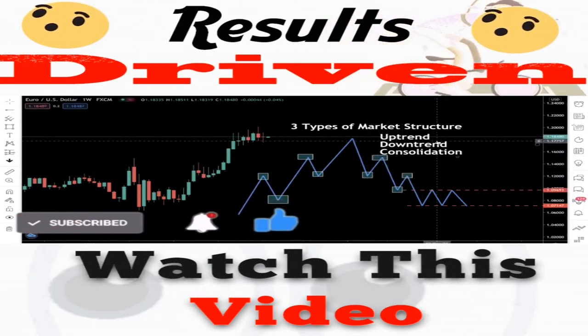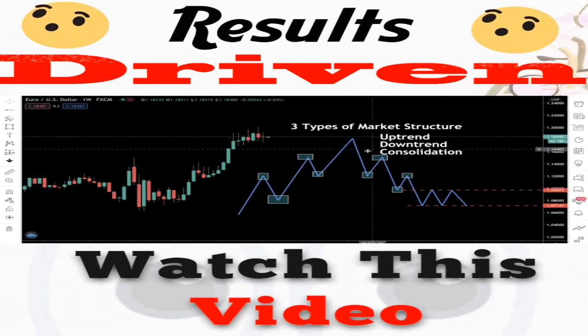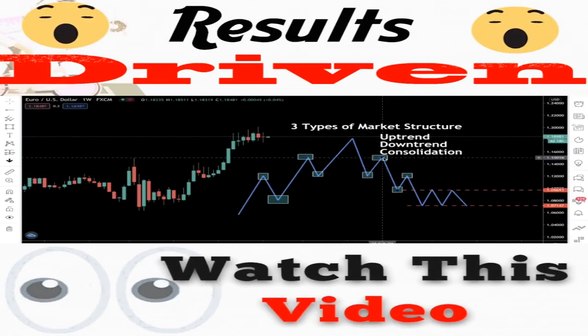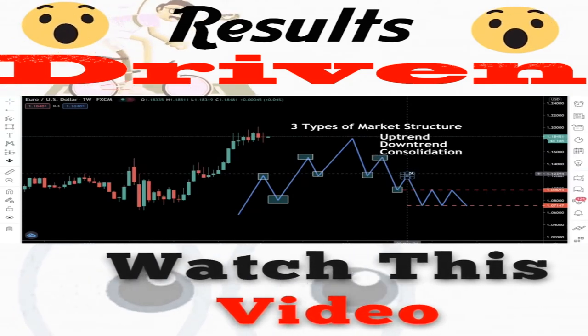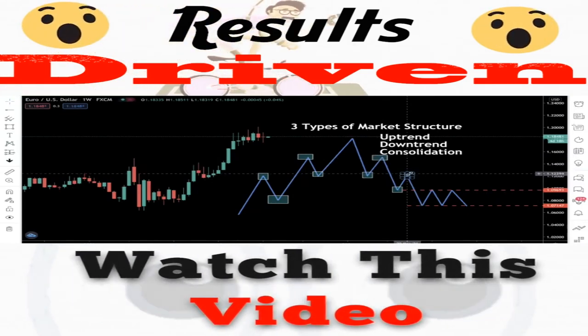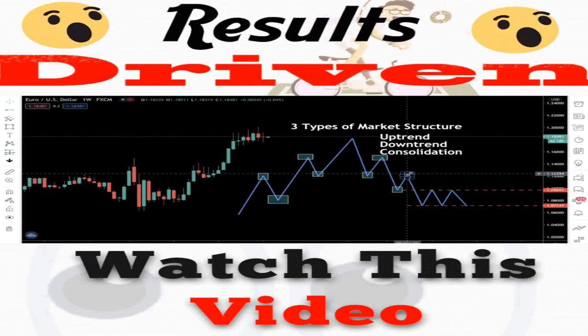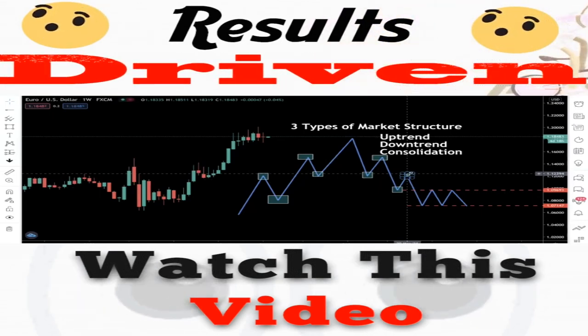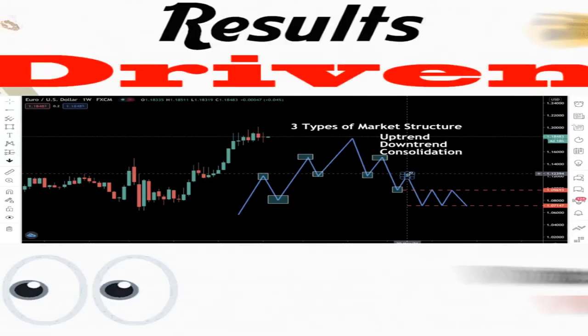So a downtrend is very simple. It's the opposite. It's when you see a series of lower lows and a series of lower highs. Okay, so that's a downtrend. It's really just the opposite. So if you understand what the uptrend is, then you will understand what the downtrend is because it's just the opposite. Now, the last type of market structure is consolidation.